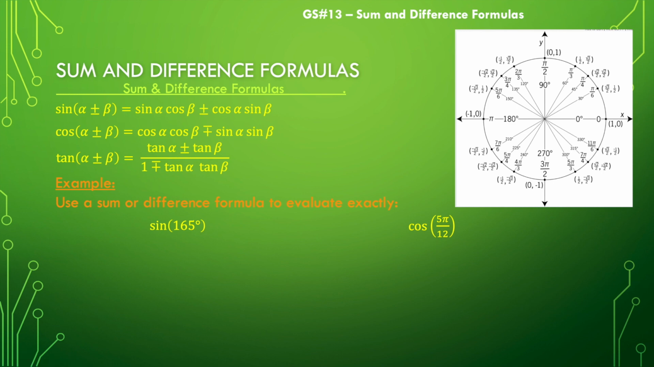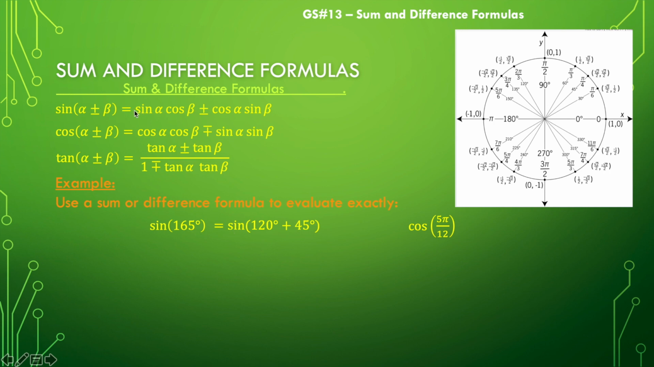So I'm just going to go ahead and choose one. I'm going to say that the sine of 165 degrees is the same as the sine of 120 degrees plus 45 degrees. Okay, so now I've expressed this as a sum of a sine.